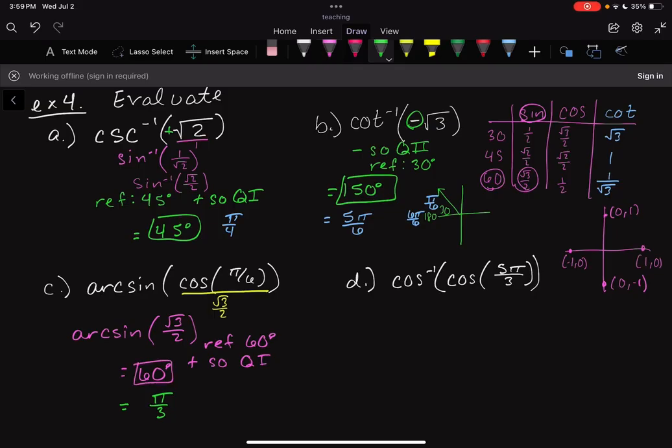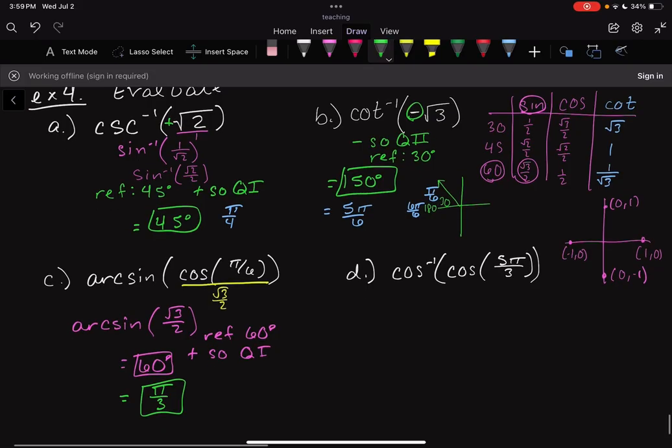Again, I don't really mind. Radians or degrees, it's fine. The only reason I'm writing both for you on the notes is just so you have the experience of seeing both. I do not need both. You just pick one for me.